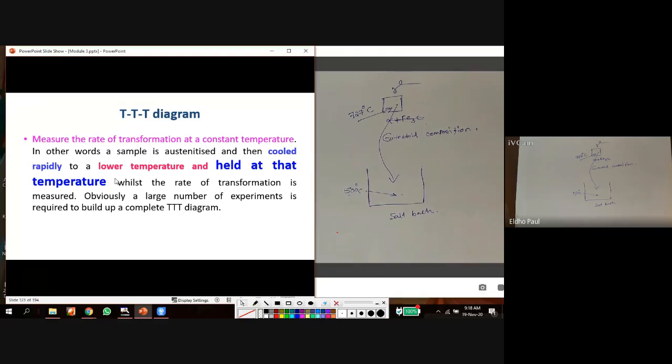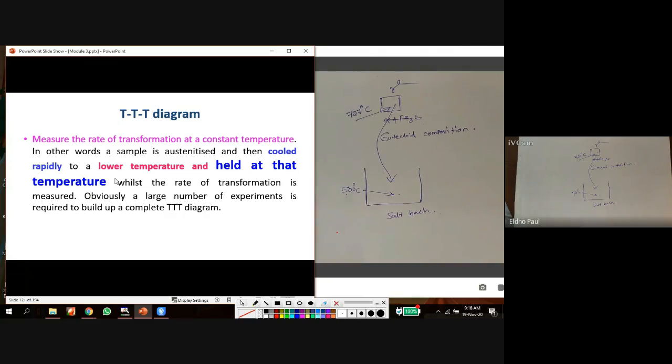The rate of transformation is then measured. The austenite suddenly changes to another microstructure. So we will measure what happened to the microstructure by doing different experiments. Okay, so we measure the rate of transformation at different times. At zero time, what happened to the gamma present? When I dip into this 500 Celsius salt bath, what happened to the gamma? At 0 seconds. At 1 second, what happened to the gamma?